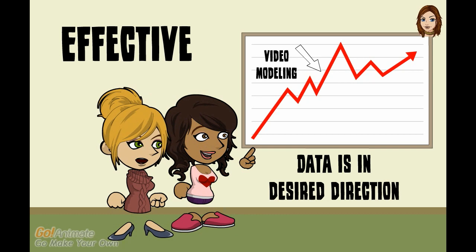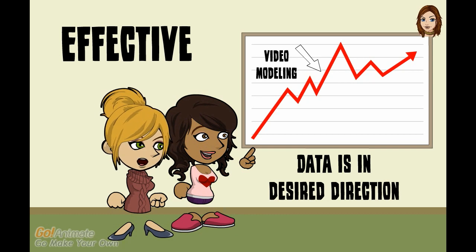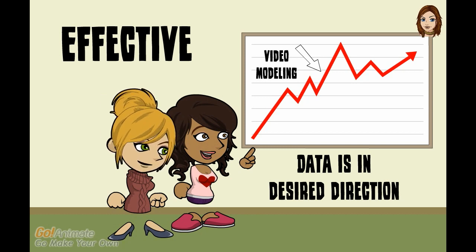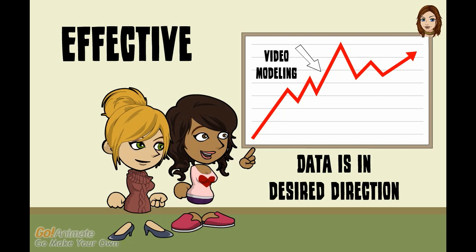Before we can expect to see generality of a skill, we must first make sure our interventions are effective. We are looking for data to be going in the desired direction. Data that is collected is displayed in order to help us make this determination.